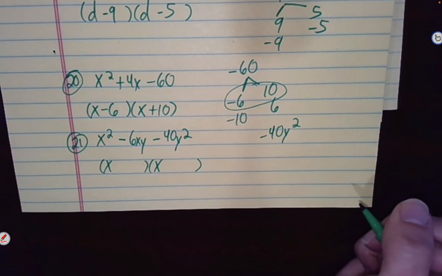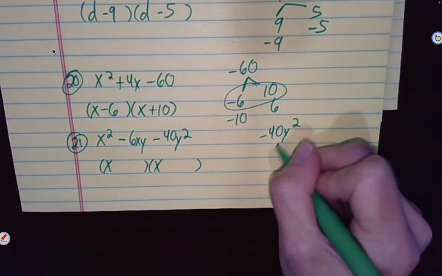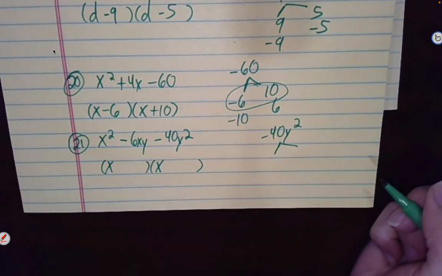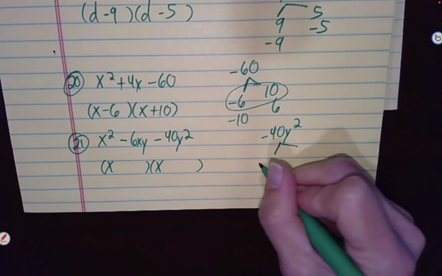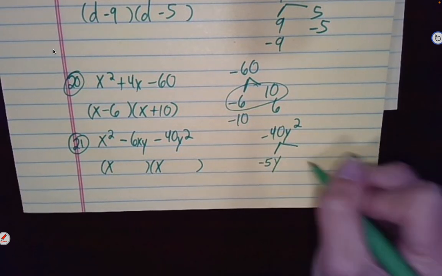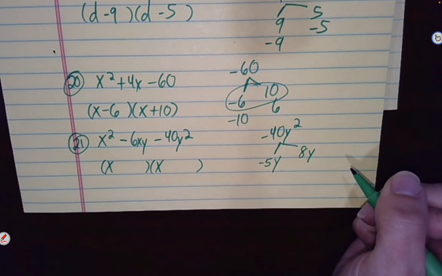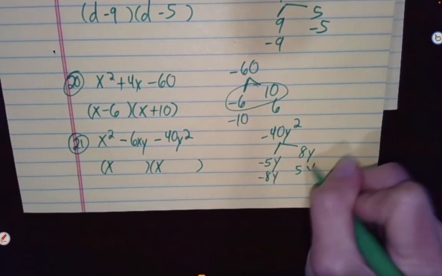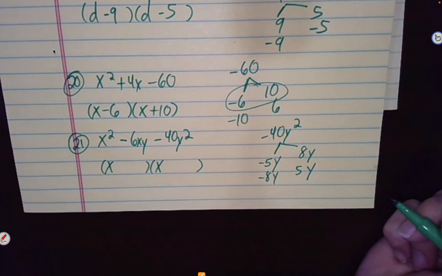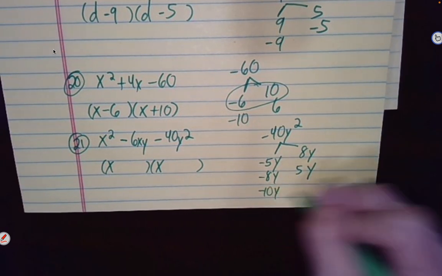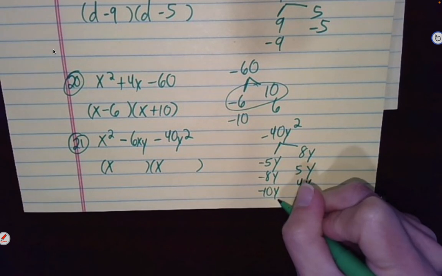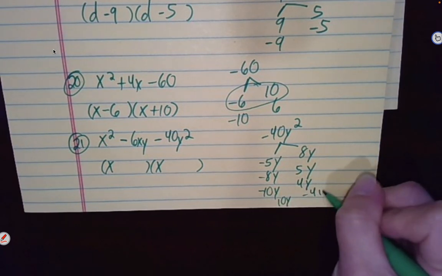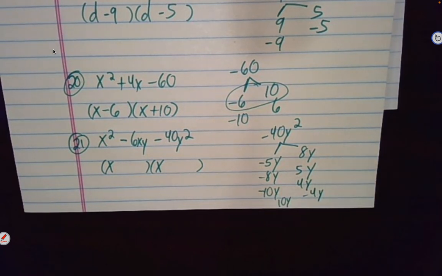This one's a little different. What times what is negative 40y squared? Okay, a negative 5 and a positive 8. Negative 8 and a positive 5. But do either of those add to negative 6? What else? 10 times 4. Yeah, negative 10y and a 4y, or a positive 10y and a negative 4y. Do any of those add to negative 6?